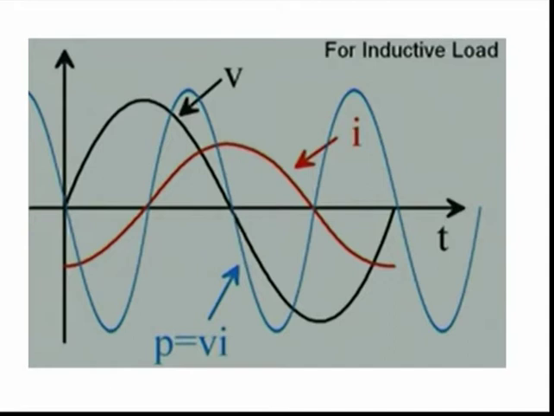So from this voltage waveform and current waveform, if we want to find out the instantaneous values of the power, again similarly we will have to multiply the instantaneous value of the voltage waveform and the instantaneous value of the current waveform. So the blue line in the graph will be the multiplication of instantaneous value of voltage and instantaneous value of current.